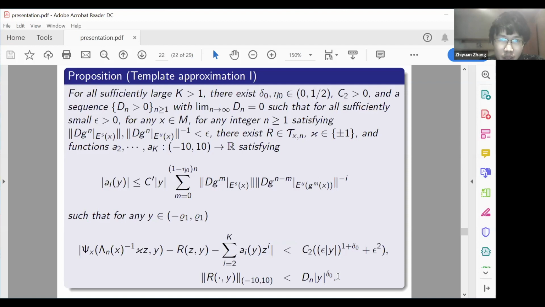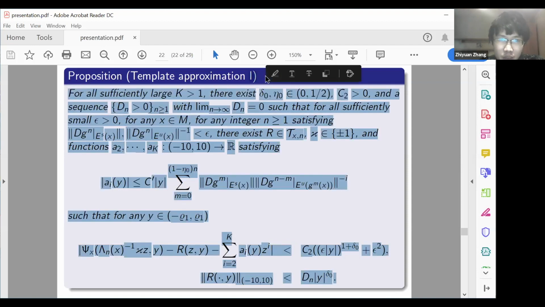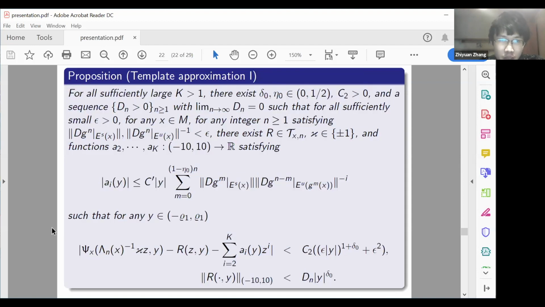So this approximation proposition tells you that if you choose this scale in a good way, satisfying this condition, then this will be controlled, and also the degree, the precision of the approximation is also good. And also this R is sort of bounded.